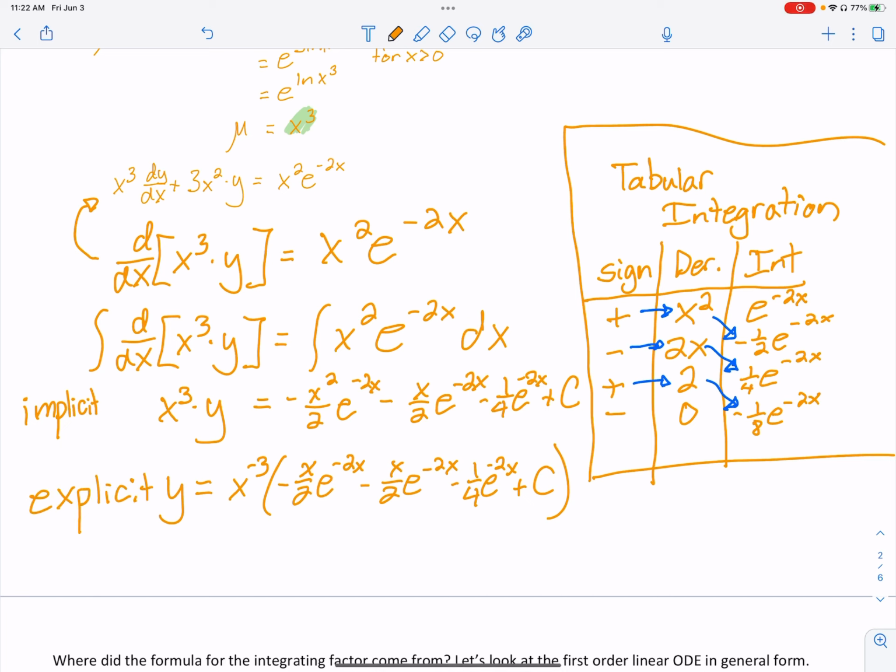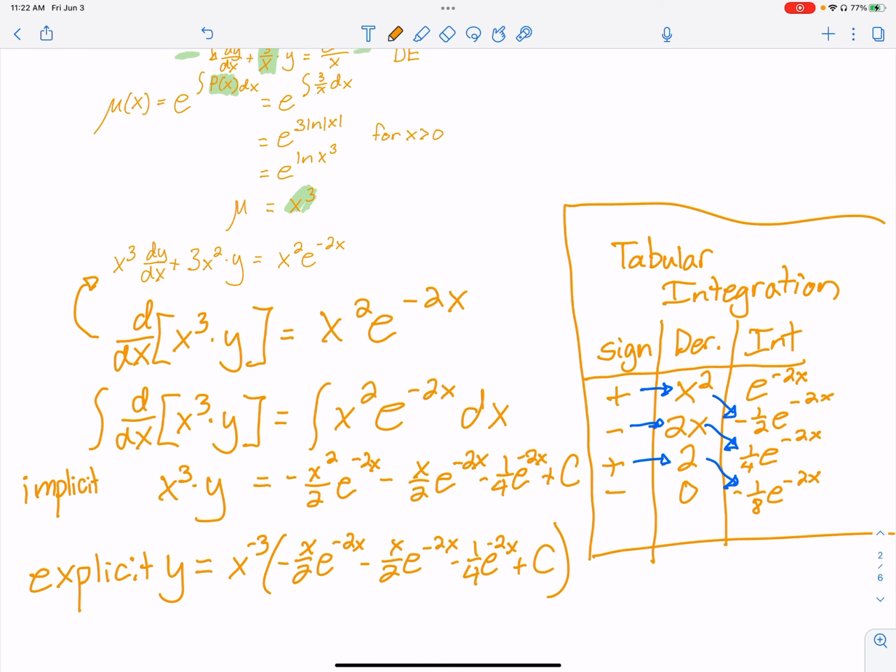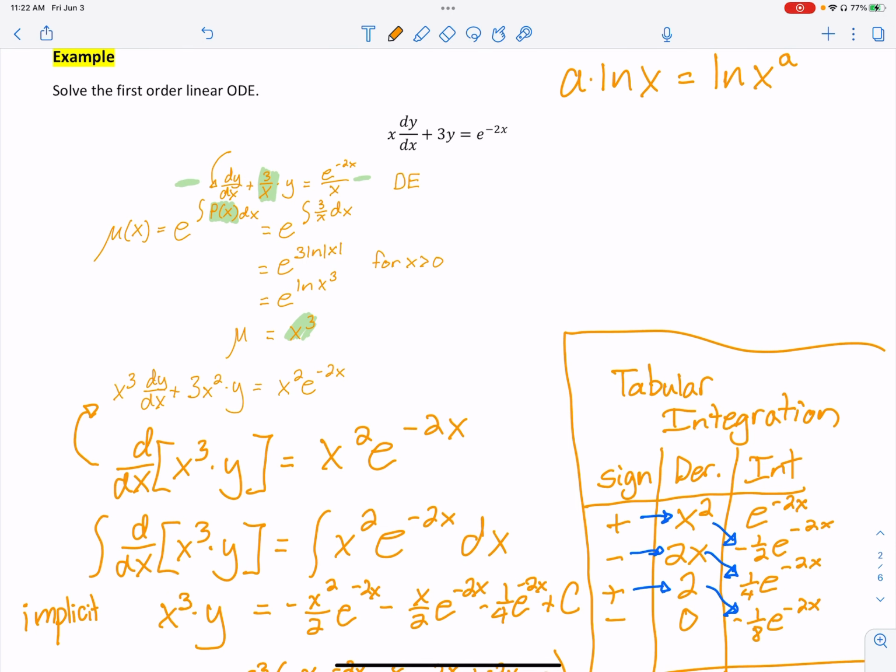All right, so let's recap real quick. The worst part about this method, I think, is the integration. The tabular thing will help you out. So let's look here. First thing we did was put our DE in general form by dividing everything by x. Then we wanted to find what is called our integrating factor. Our integrating factor is this mu. We found that by using the formula, e to the integral of the coefficient in front of y, p of x, dx. We solved that, we got this.